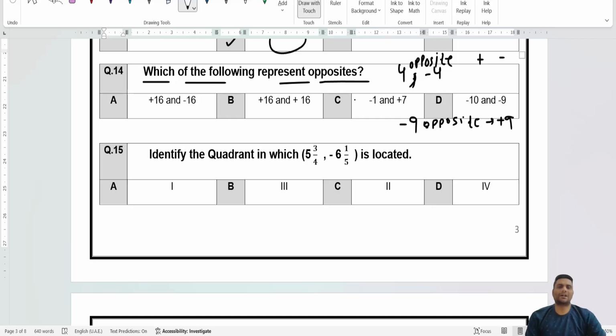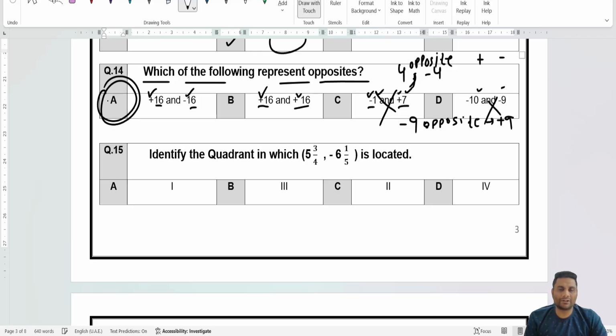Now here 4 options are given. He's asking which of them are opposite. If I see option B, it says plus 16, plus 16. No, these are not opposite. Why? Because the opposite of plus is minus, not plus. Here minus 1, plus 7. I can see the opposite of minus is plus, but the numbers are different. So this is also not my answer. Here also the numbers are different, right? Not my answer. Check the first option. The numbers are same, 16 and 16, and we have opposite signs also, plus 16, minus 16. So option number A. These two numbers represent the opposite of each other.